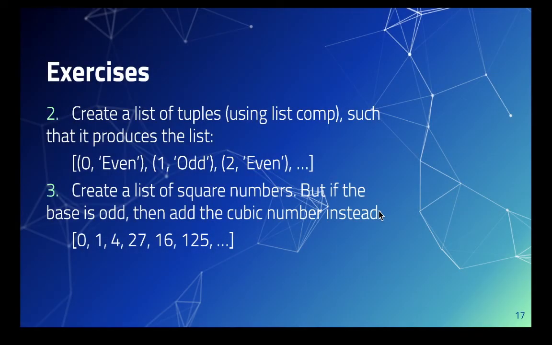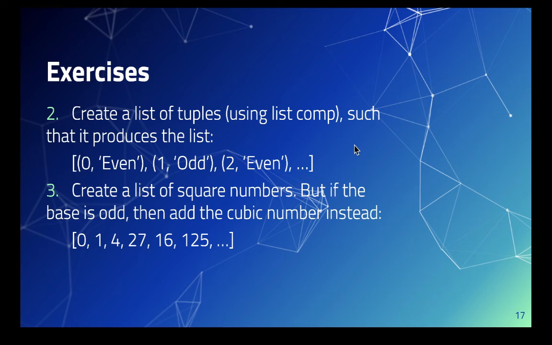The second exercise, using list comprehension, is to produce a list of tuples such that you have the element 0 paired with whether or not it's even. Then you have the element 1 followed by odd, then 2 followed by whether it's even or odd, and so on. So for example, the number 49 would be odd. And you can pick the ending number. Maybe a number like 100 would be a good place to stop. And then print it out and see what happens.